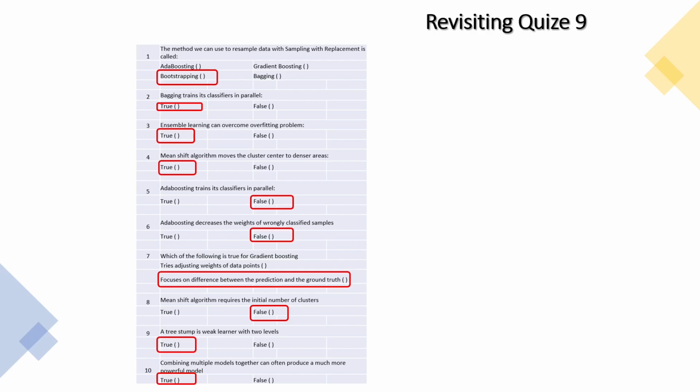Which of the following is true for gradient boosting? It tries adjusting weights of the data points, or focuses on the difference between the predictions and the ground truth. The second one is the correct answer. Mean shift algorithm requires the initial number of clusters. That's false. That was the idea behind mean shift. That was just requiring the radius of the search area. A tree stump is a weak learner with two levels. That's true. Combining multiple models together can often produce a much more powerful model. That's basically the definition of ensemble learning.